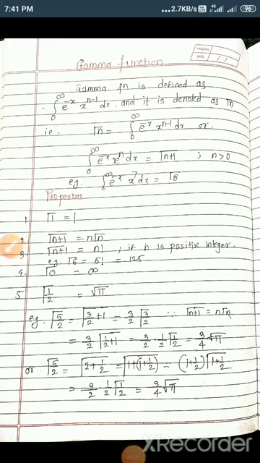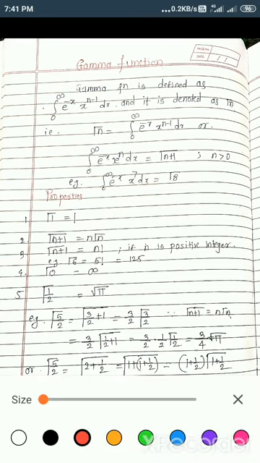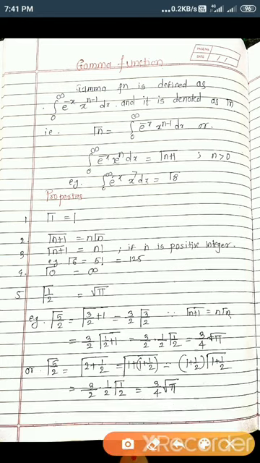Gamma function is defined as the integration from 0 to infinity of e raised to minus x, x raised to n minus 1 dx, and it is denoted as gamma n. That is, gamma n is equal to the integral from 0 to infinity of e raised to minus x, x raised to n minus 1 dx. Okay, that is our formula for the gamma function.